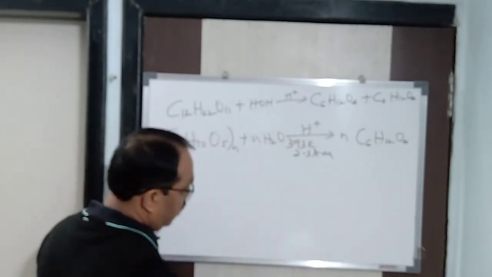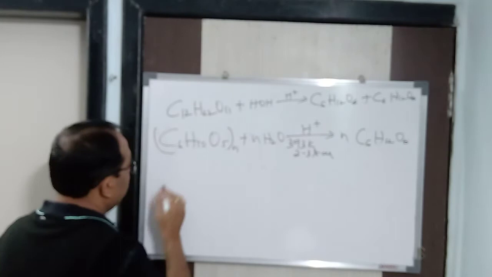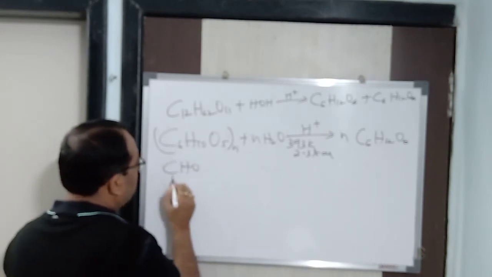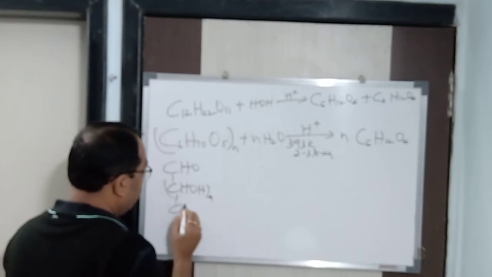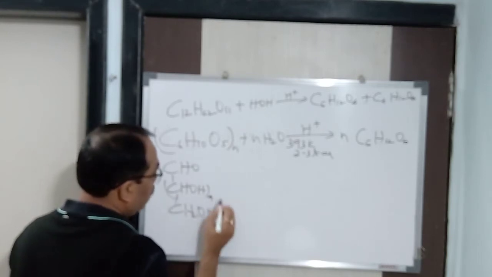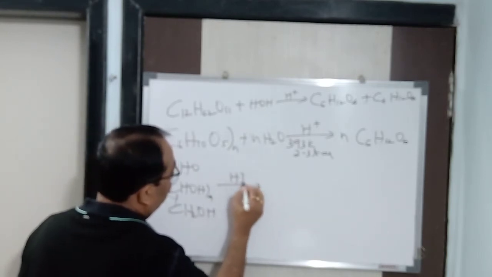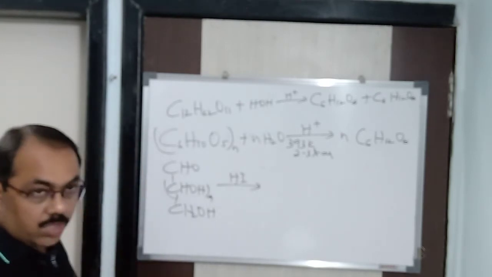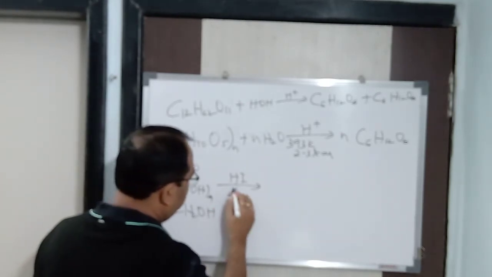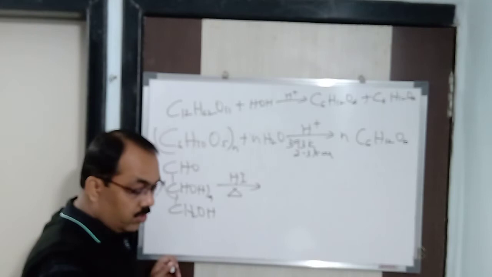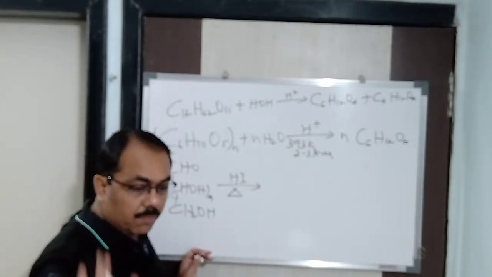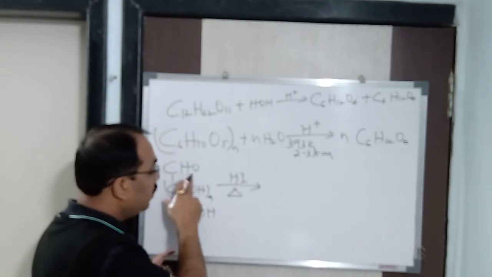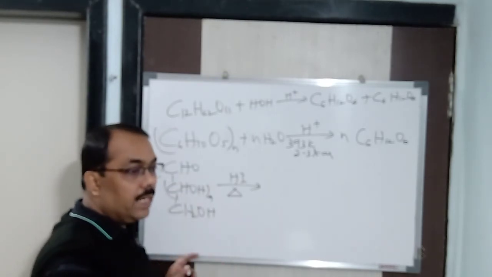Now, when glucose undergoes reduction, that is CHO, then CHOH whole 4, single bond CH2OH, when it undergoes reduction in presence of HI. HI is a very strong reducing agent. It is being heated, and I am going to get simply hexane. It will break up completely. It has an aldehyde and alcohol groups.